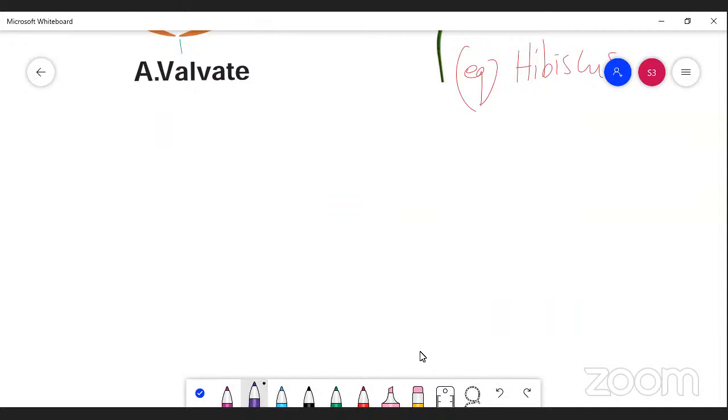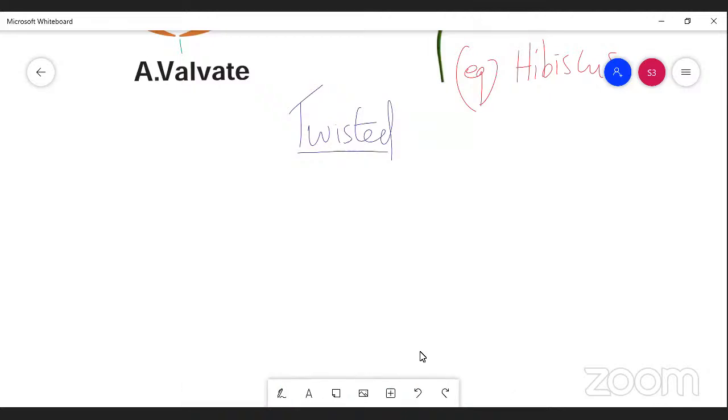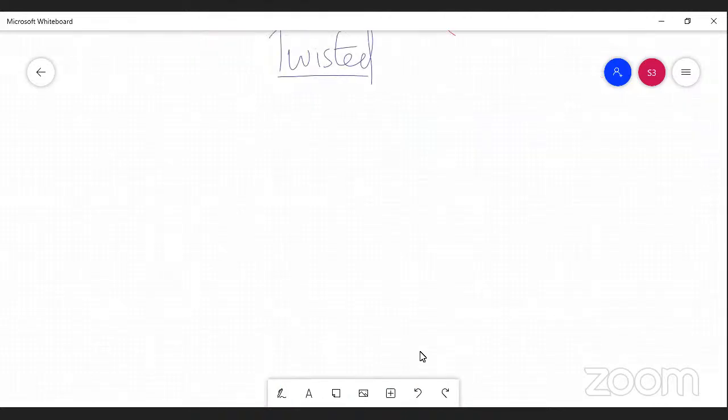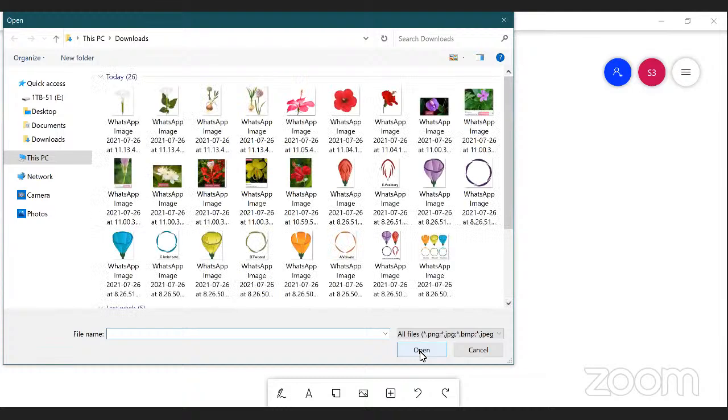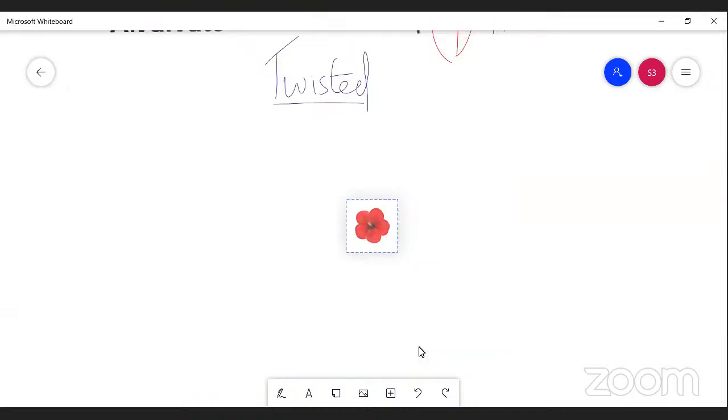Twisted aestivation. I'm talking about the second type of aestivation, in which there will be 5 petals, but all the petals are arranged with overlapping. Just to compare, now this is a petal of Hibiscus rosa-sinensis, or China rose, right?